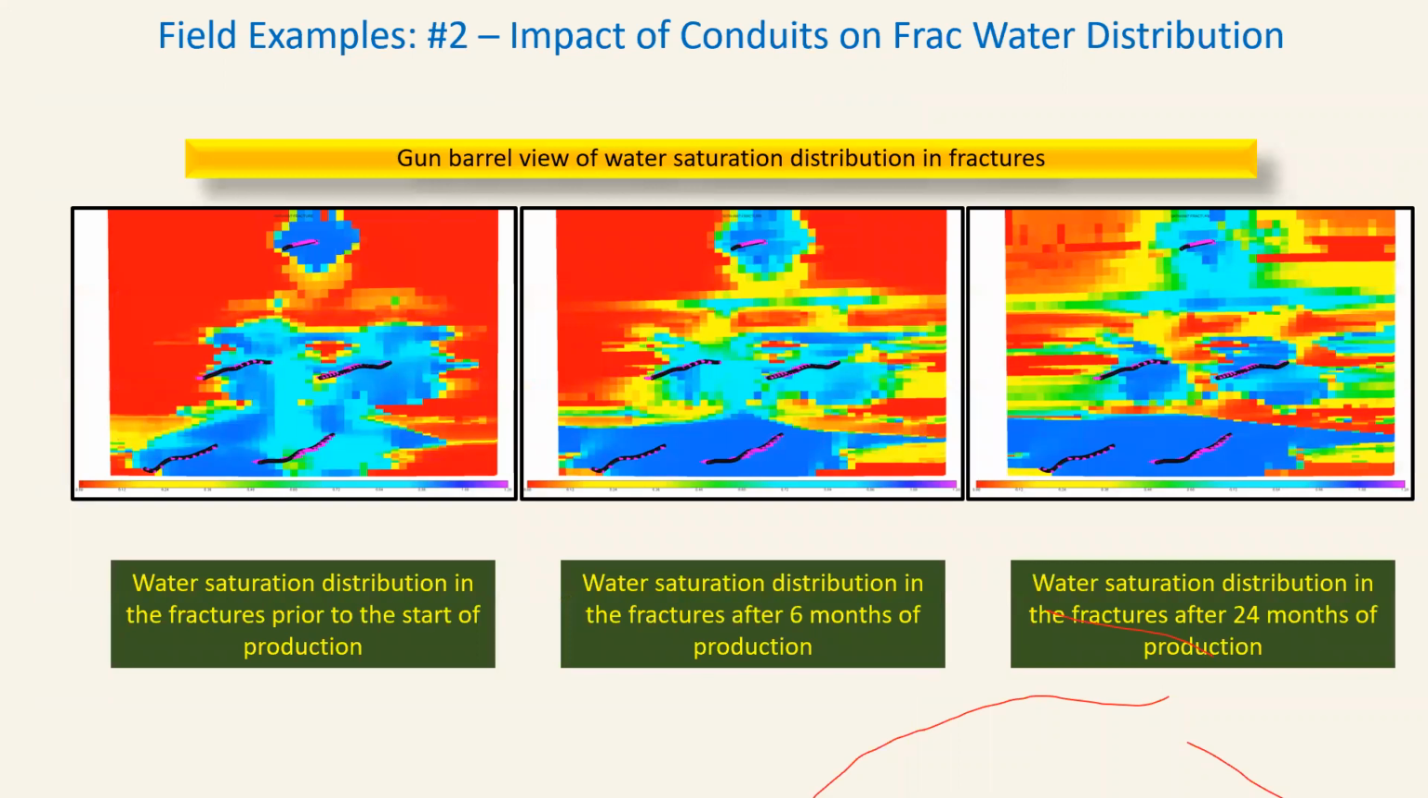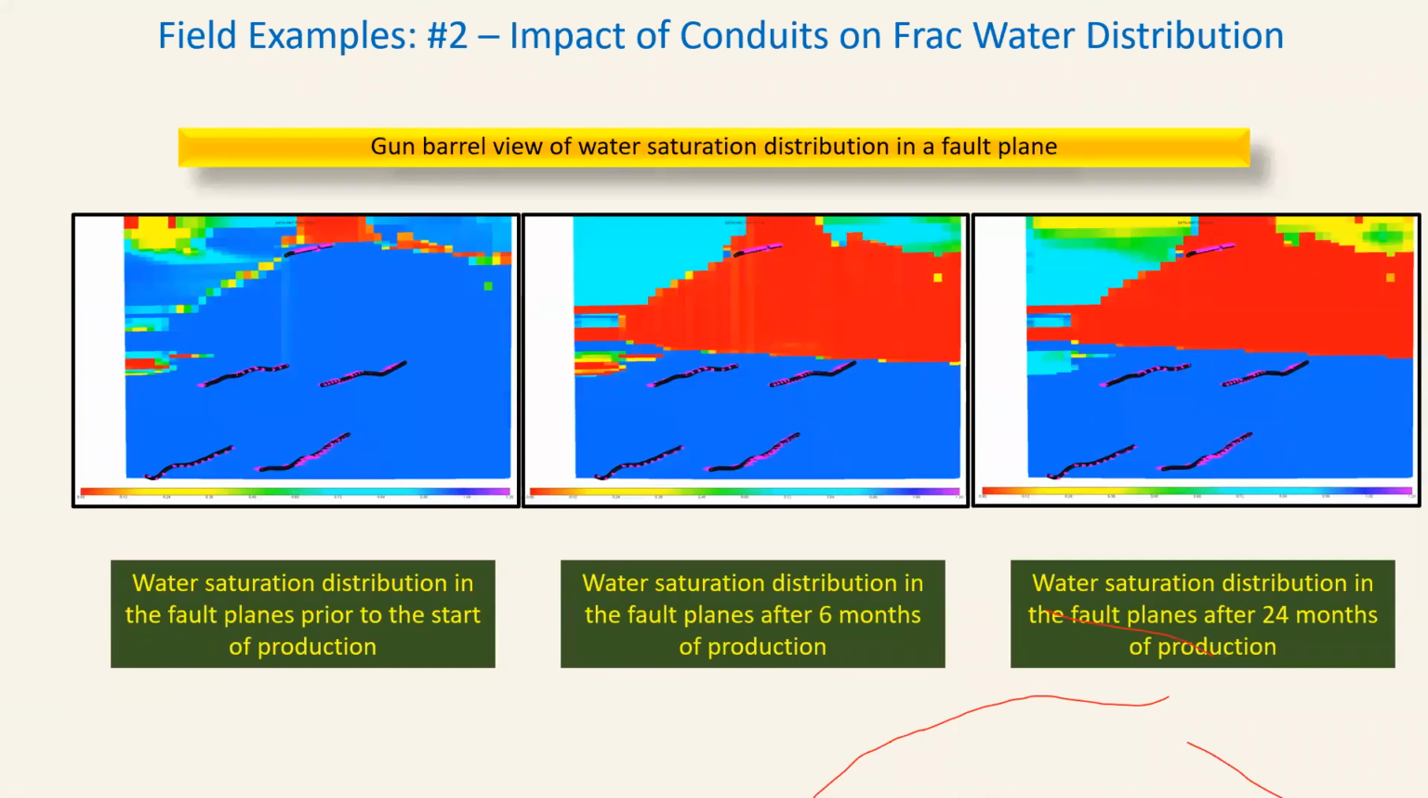Here's a distribution of the water saturation in a slice of the model. This slice is not along one of the natural fractures. This is a slice between the natural fractures. So on the left side, this is after they hydraulically fracture the well, and you can see in blue the extent of the water movement in the wells. And this was a 5-well section across 3 landing zones. Then after 6 months of production, and then after 24 months of production. So you can see that there's water that's creeping out, but in this non-fault layer of the model, it's relatively contained by zone.